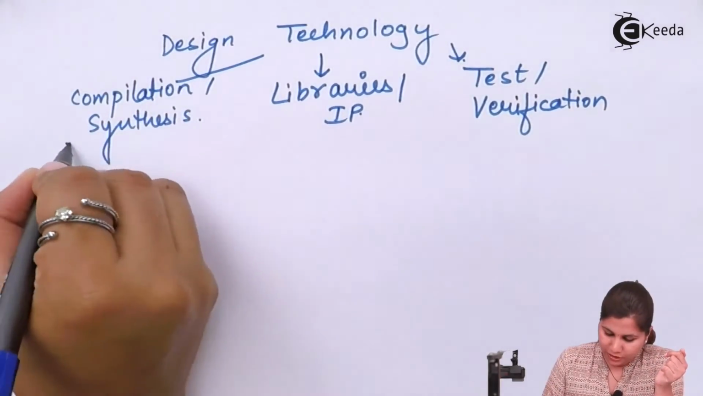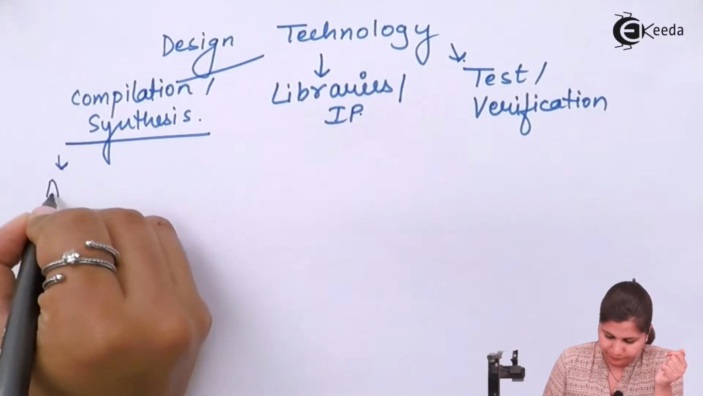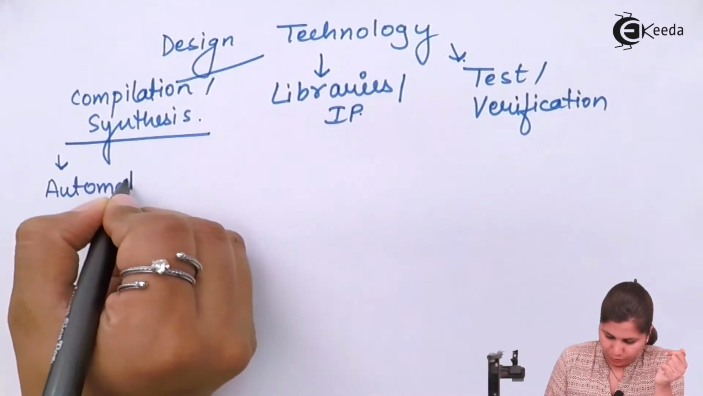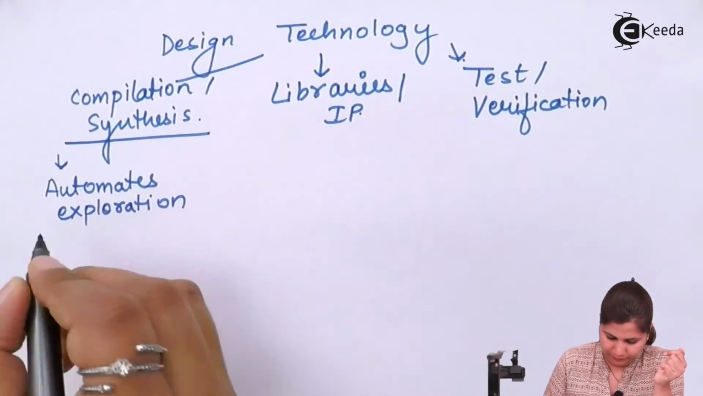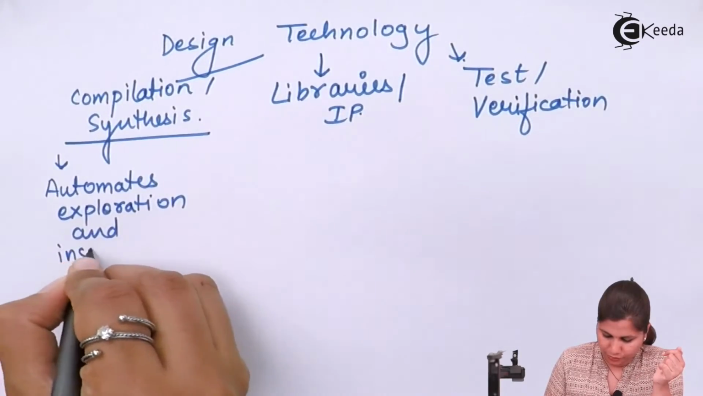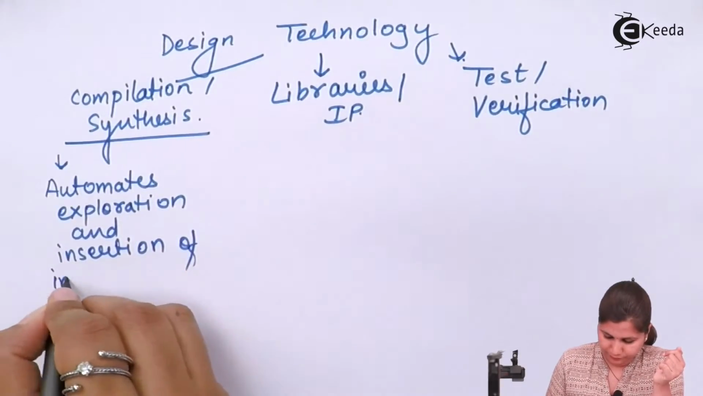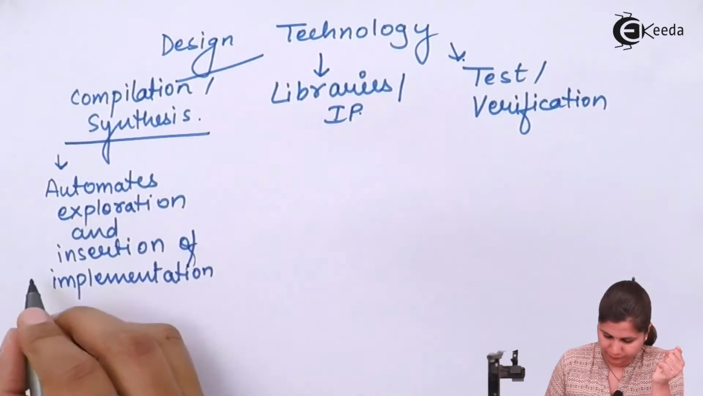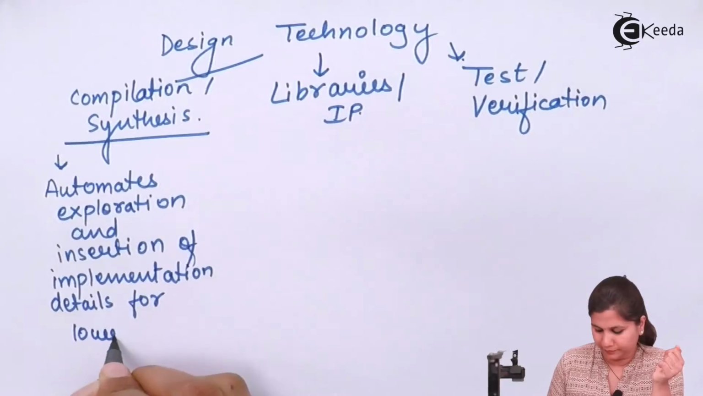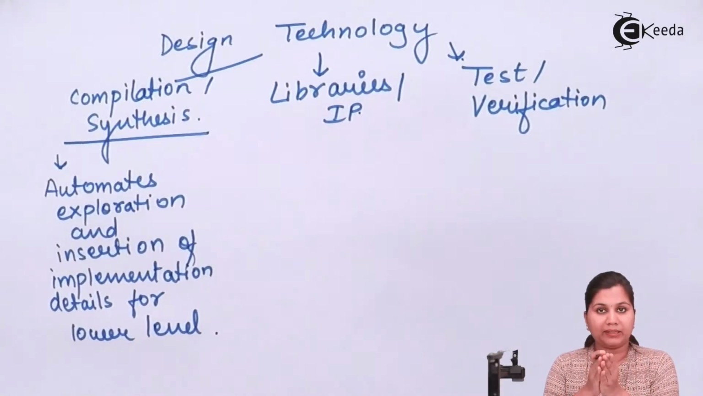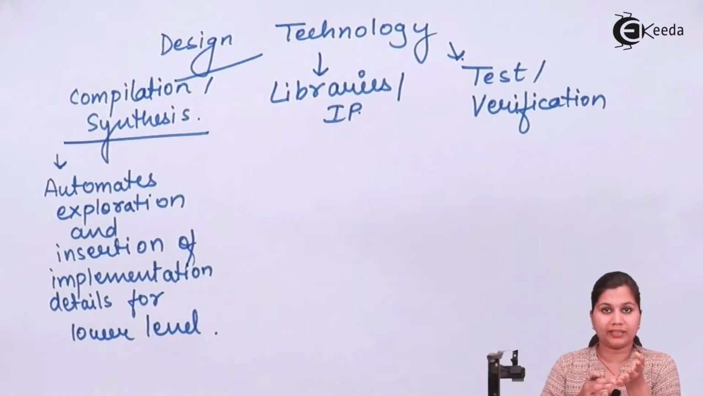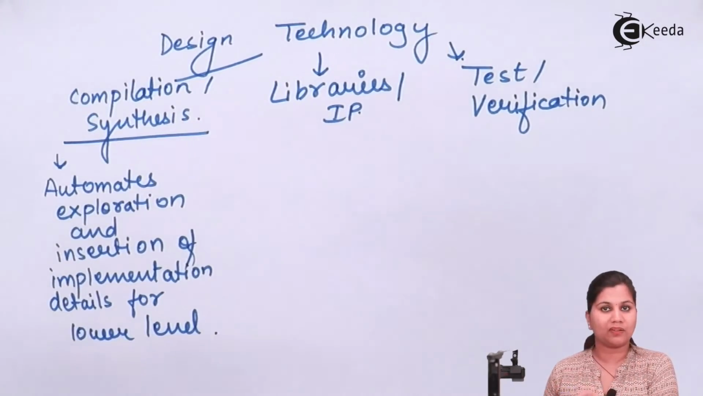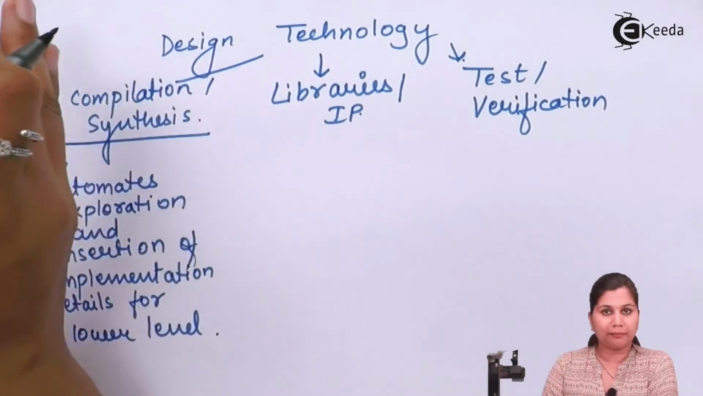In compilation and synthesis, it automates the exploration and insertion of implementation. How we are going to implement the circuit, how we are going to design it. So at this level, we make the design procedure. We will write the steps, that in this way we will do the designing. So it is the compilation part.